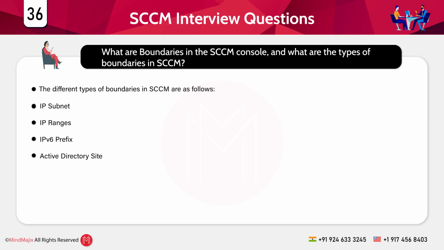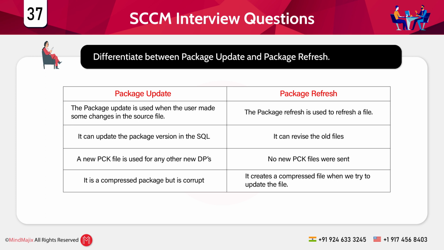So boundaries are the network locations that include devices that are required to manage the system. If you talk about different types of boundaries in SCCM, here you have IP subnet, IP ranges, IPv6 prefix, and Active Directory site. The next question is differentiate between package update and package refresh.